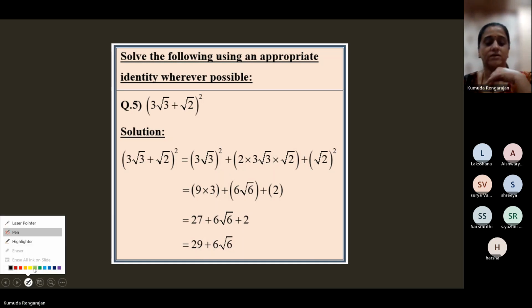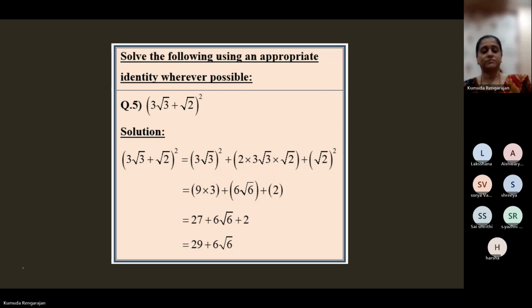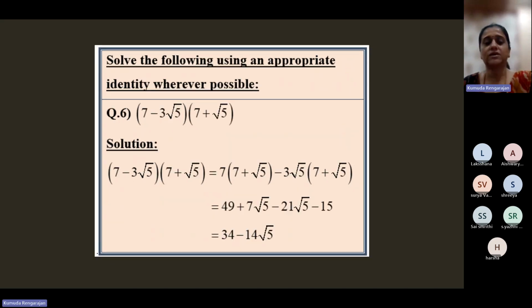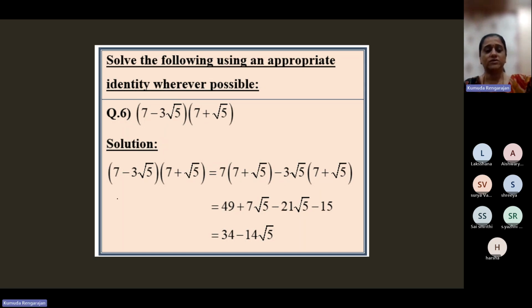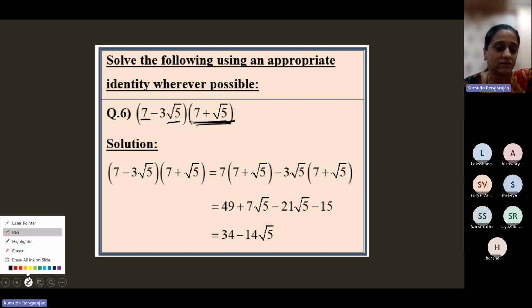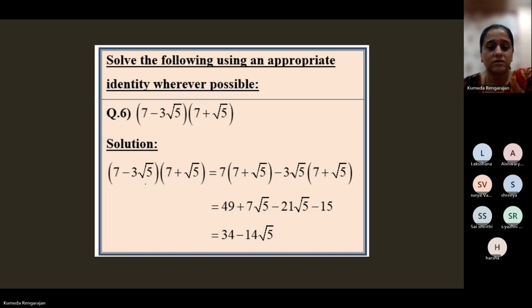What's the answer for the next one? Ma'am, 34 minus 14 root 5. Correct. So here it's going to be the first term multiplied with the second bracket, second term multiplied with the second bracket. So this is the first step.